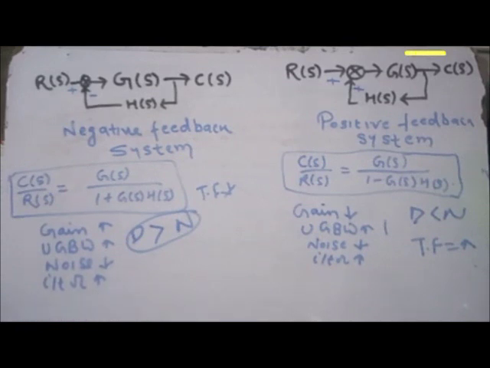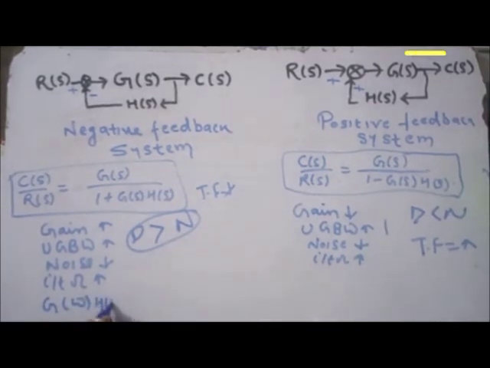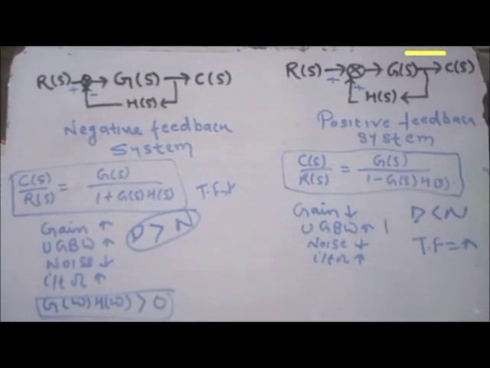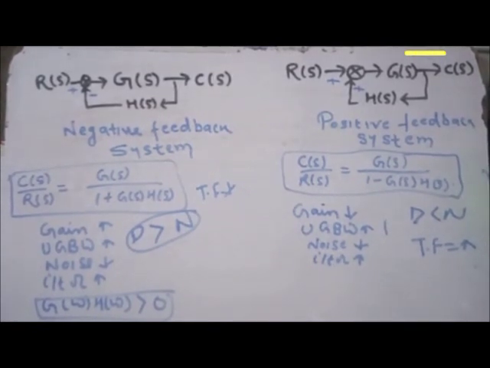What is the condition? If the feedback gain, meaning H(s), is non-unity, then it can be converted into unity. If the feedback gain is non-unity, it should be converted into unity only when G(s)H(s) is greater than 0. This is the condition for converting a non-unity feedback system to a unity feedback system.